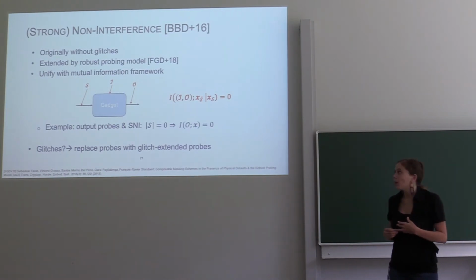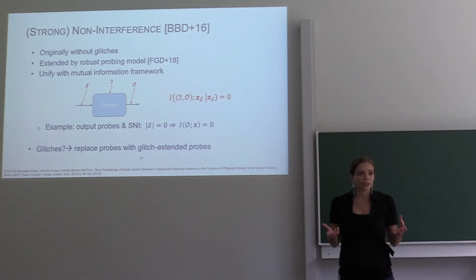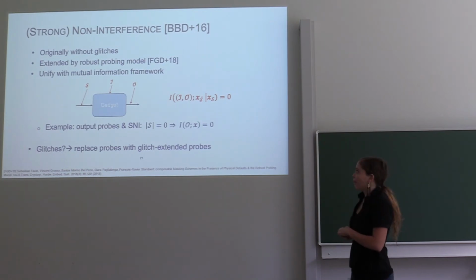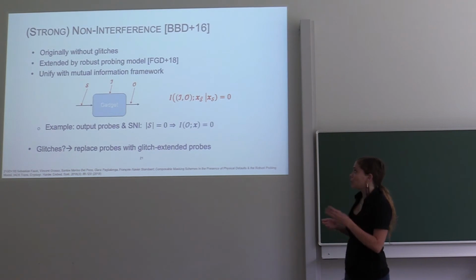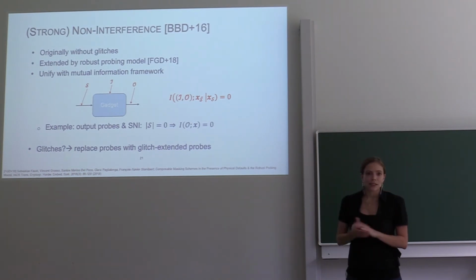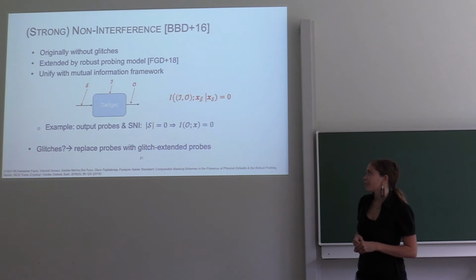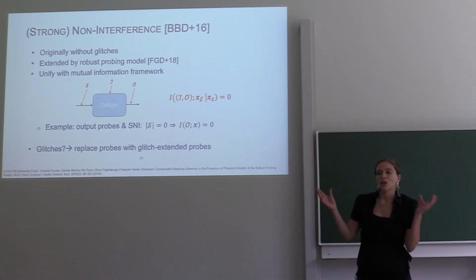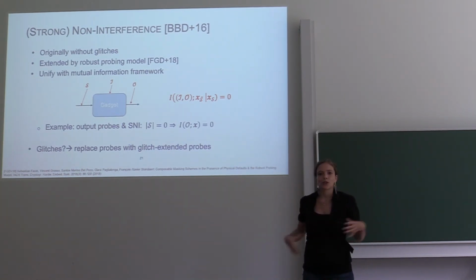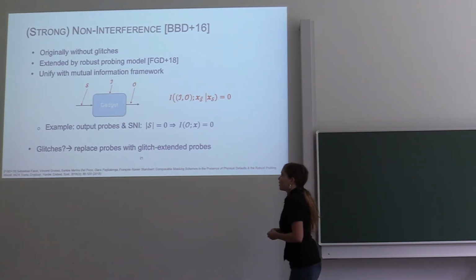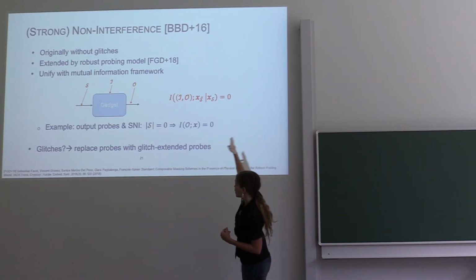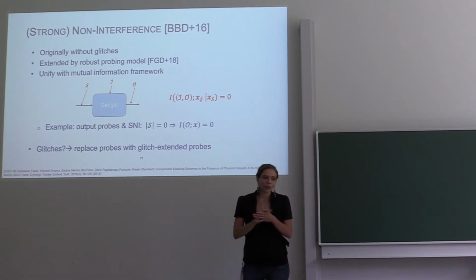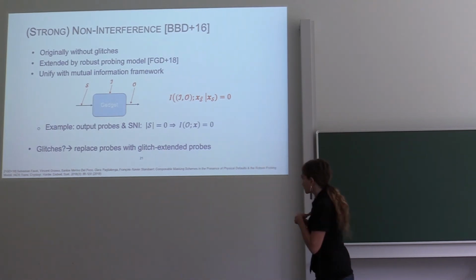Initially, they were introduced without glitches, but last year at CHES, the robust probing model was introduced, which extended these simulation notions with glitches and other physical defects. But there was no mathematical formulation, so what we did in this work is try to unite them within our framework, and we prove that verifying these notions is the same as verifying this mathematical definition, which looks a bit complicated, so let's take an example.